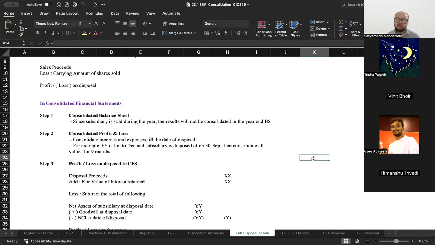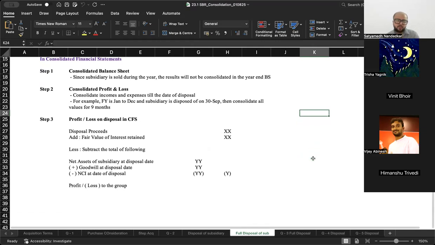till the date of disposal, calculate the proportionate revenue and expense and all of that. Do a line by line consolidation only till the date of disposal. And ultimately, you will have to calculate the profit or loss on disposal in consolidated financial statements. Now, how is that calculated?